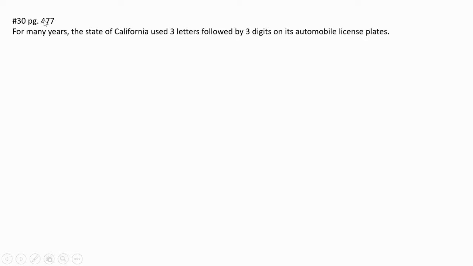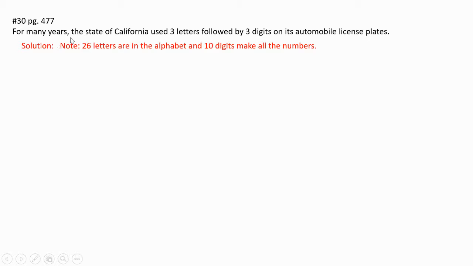Okay. This is number 30 from page 477. For many years, the state of California used 3 letters followed by 3 digits on its automobile license plates. Solution. Note, 26 letters are in the alphabet and 10 digits make all the numbers.